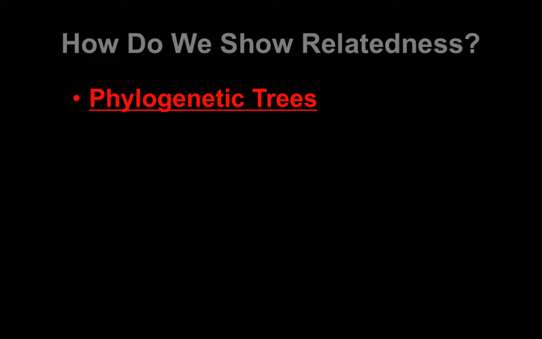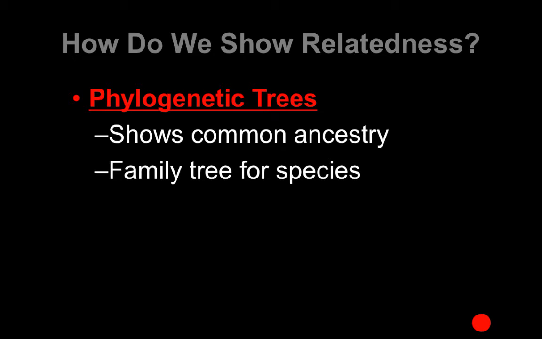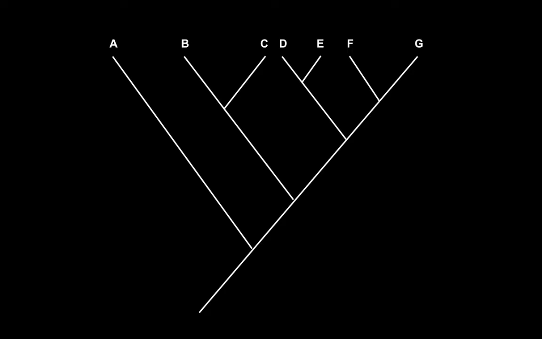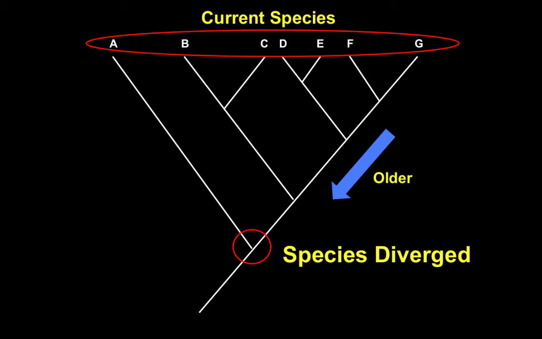Now, we're going to use a special thing to show relatedness called a phylogenetic tree. And basically what this is, is a family tree for species that shows all the different common ancestors and how the evolutionary process has occurred. So here's an example of a phylogenetic tree. These species A through G on the top, these are currently living species. And every time that there's a split, that is where two species have diverged. In other words, this is their last common ancestor.